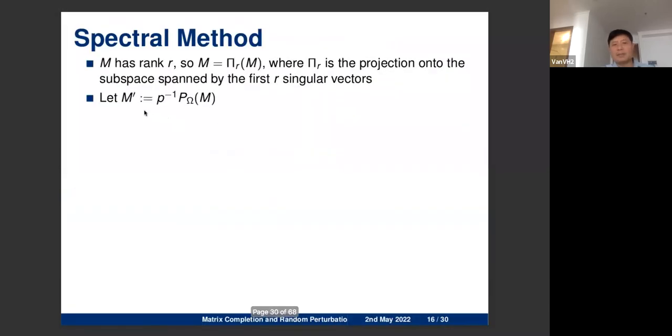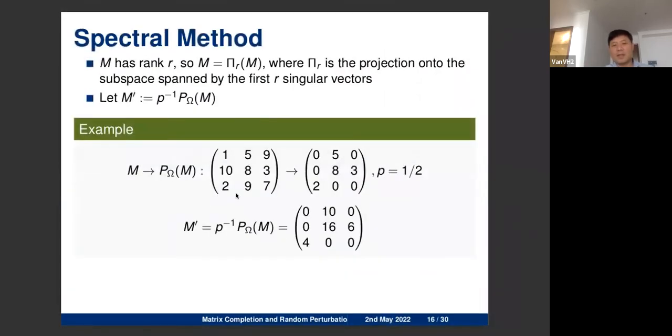Now, there is a technical notation here: M prime is a normalized version of the observed matrix. Namely, if I observe an entry, I blow it up by a factor of 1 over p. Because I lose all the entries I don't observe, I make them 0. So I want to keep the mean of the entries the same. I blow up all the other entries to make the sum of all the entries the same. For instance, if I zero out this guy, then I will double the rest. So instead of 5, you have 10. Instead of 8, you have 16.